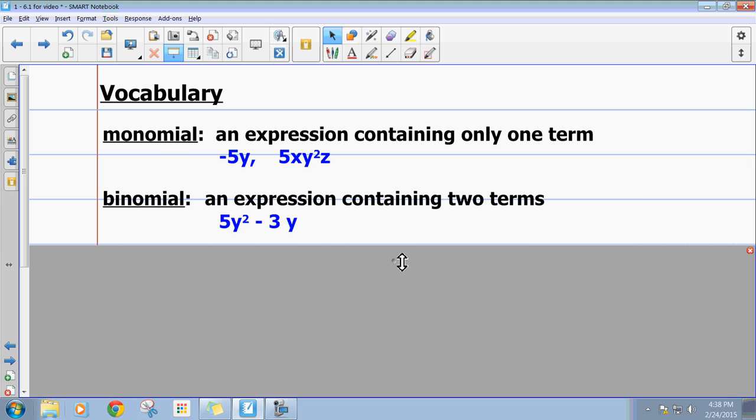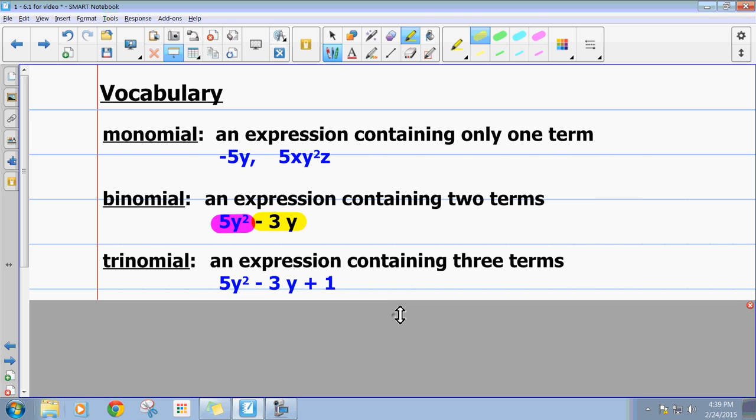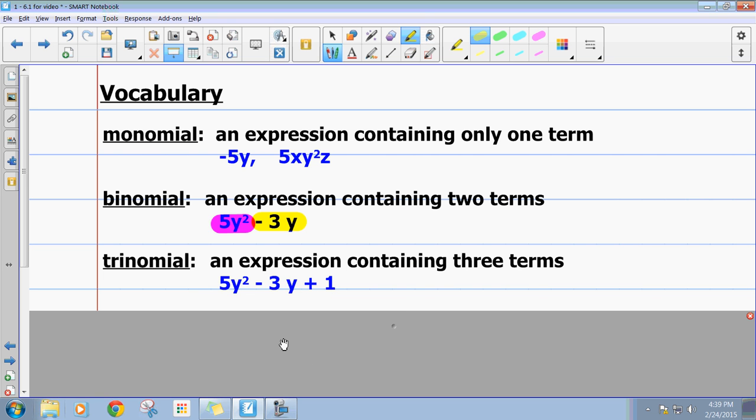Let's compare that to a binomial. This is an expression that actually has two different terms. The first term, 5y squared, is separated by a subtraction sign from -3y. So our first term is considered the 5y squared. The second term is -3y. So a binomial has two terms. A trinomial has three terms. Building on that first one, 5y squared is our first term, -3y is our second term, and +1 is our third term.